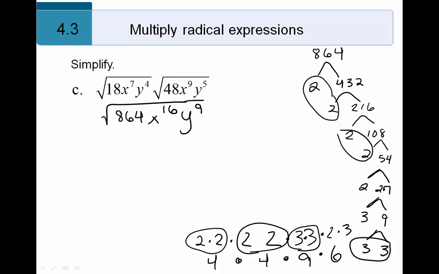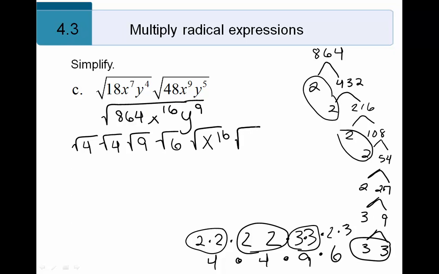Alright, so let's go ahead. We're going to rewrite radical 864 as radical 4 times radical 4 times radical 9 times radical 6 times radical x to the 16th. Y to the 9th, we can't divide that by 2, so we take 1 away. We'll write it as radical y to the 8th times radical y to the 1st. And now we'll simplify. The square root of 4 is 2. The square root of 4 is 2. The square root of 9 is 3. Radical 6 is irrational. It drops down.